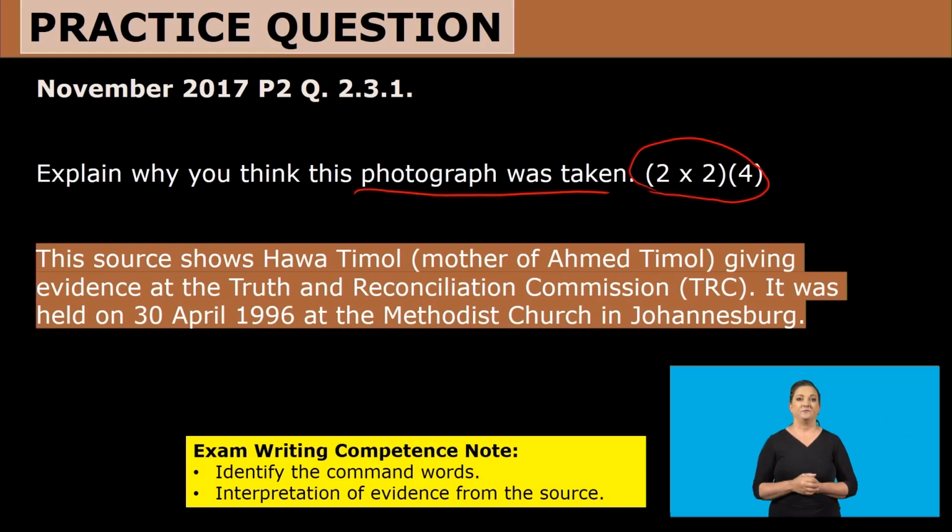So I'm going to show you the photograph and how to analyze it. But before we do that, let's look at the caption. This source shows Hawa Timol, mother of Ahmed Timol, giving evidence at the Truth and Reconciliation Commission, TRC. It was held on 30th April 1996 at the Methodist Church in Johannesburg. Remember, it's very important to read the caption, highlight keywords, underline important events, so that even before you look at the photograph, you know exactly what the photograph is about.